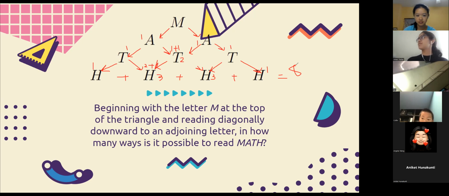So this is a completely different problem, and it's counting paths. The question was: beginning with the letter M at the top of the triangle and reading diagonally downward to an adjoining letter, how many ways is it possible to read MATH? Remember, the only constraint we had here was that it could go down. So it's 8.